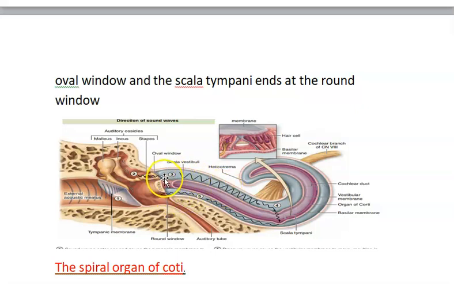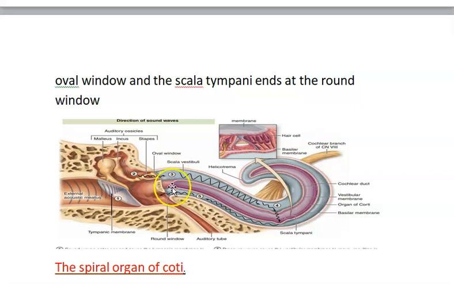And the scala vestibuli begins from the oval window. Remember the oval window, at which our stapes bone is attached? Good. That is the oval window from which our scala vestibuli begins. This is the scala vestibuli going to the apex. Are you seeing? Good. Then our scala tympani, we are saying it is ending at the round window here. This is where it ends.